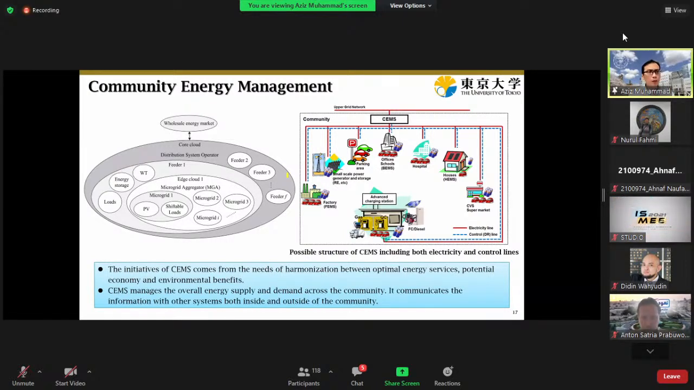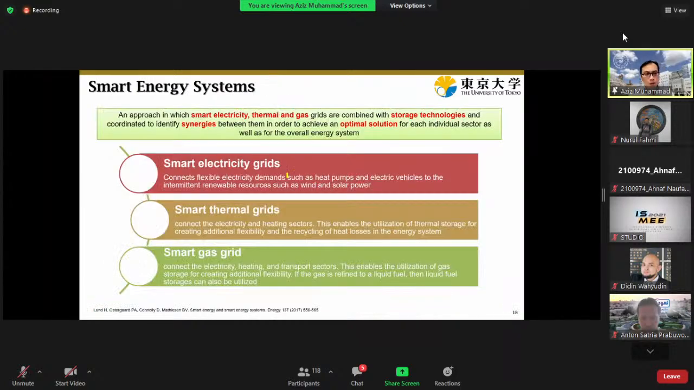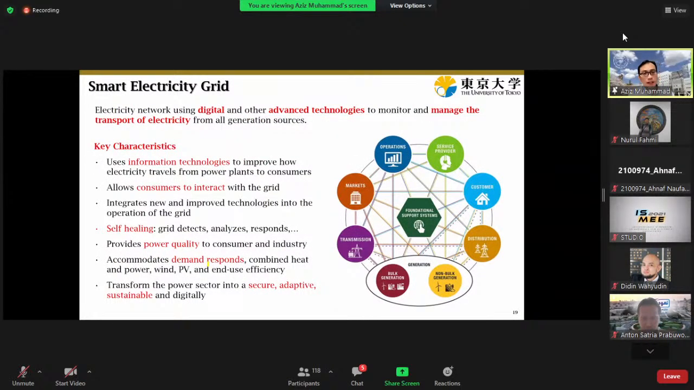And for smart energy systems, you have several options: smart electricity grid, smart thermal grid, smart gas grid. But in Indonesia's case, we are dealing with the smart electricity grid, because until now we don't have thermal grids or gas grids. The gas grid is very limited to certain areas. Okay, for smart electricity, we are dealing with smart technologies, especially how we can correlate information technology and information data with electrical data and electrical technology.